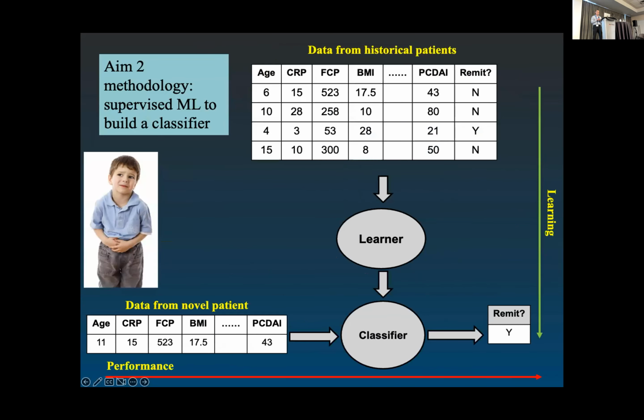And this is just to introduce the concept, which I think is probably familiar to many of you. So we do have a training cohort, which consists of most of those 300 patients, where the data will be put into a learner to build a classifier that we will then test the performance of with novel individuals that will come through.